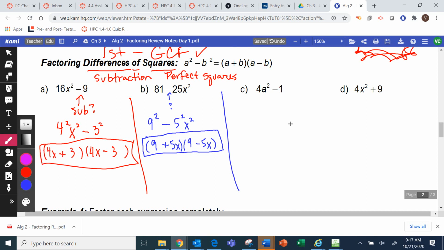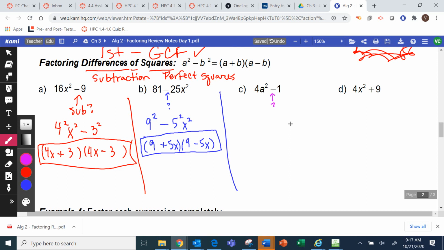4a squared minus 1. First question. Is it subtraction? All right. Then my next question. Can we write 4 as something squared? 2 squared? We also have a squared. Minus, can we write 1 as something squared? It's 1 times 1. So it's 1 squared. So we can do it. We've got a difference of squares. One of them is plus, one of them is minus. We've got 2a plus or minus 1.